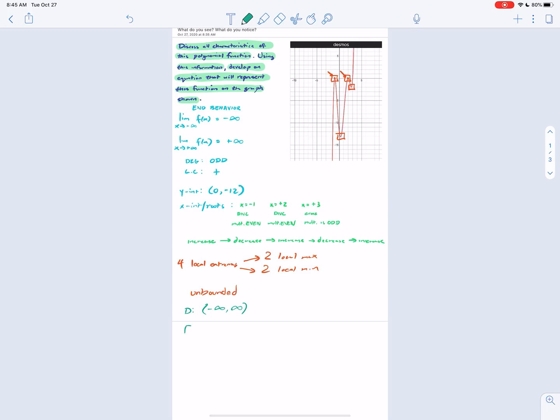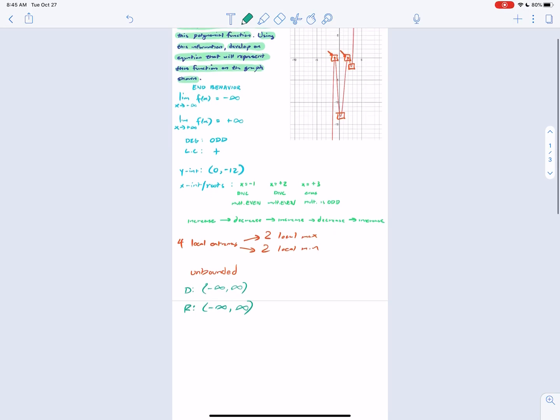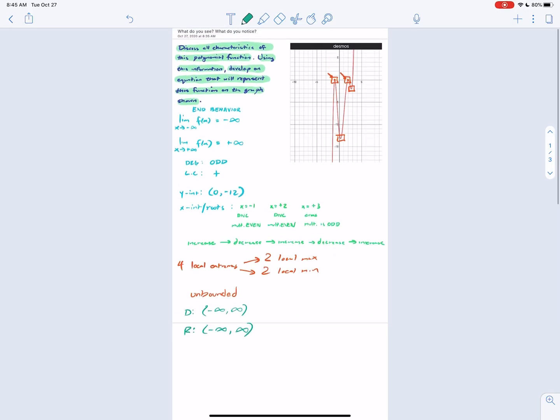Now, the range here goes all the way up and all the way down. So I know the range will go all the way down and all the way up as well. Okay? For all polynomial functions, the domain is always all real numbers because polynomial functions will never have square roots or fractions. All right? Okay, what else am I missing here? Okay, that's enough to discuss all the characteristics, okay?